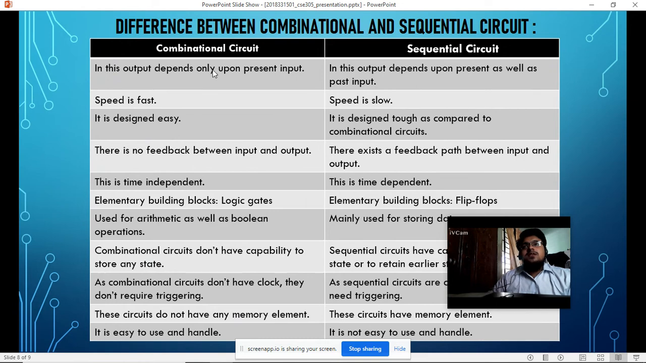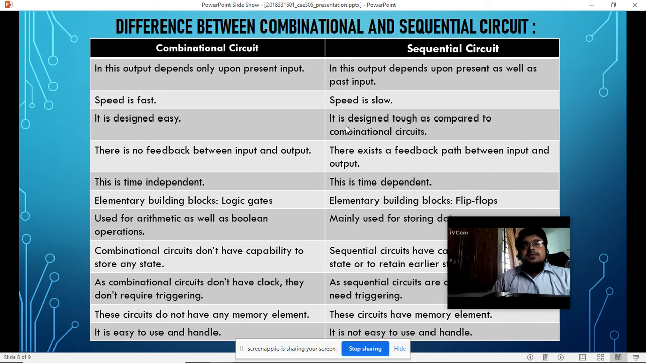So what is the difference? In a combinational circuit the output depends only upon the present input, but in a sequential circuit the output depends upon the present as well as past input. So this is the main difference. In a combinational circuit the speed is faster, and in a sequential circuit the speed is slow. Why is the speed slow? Because it depends not only on the previous output but it also has to add the present input. So it is much more obvious that the sequential circuit speed will be slow.